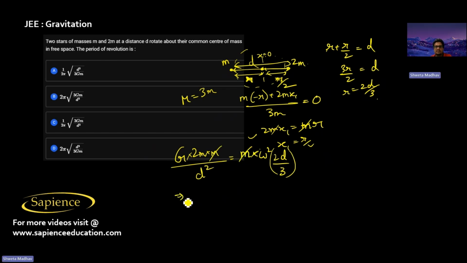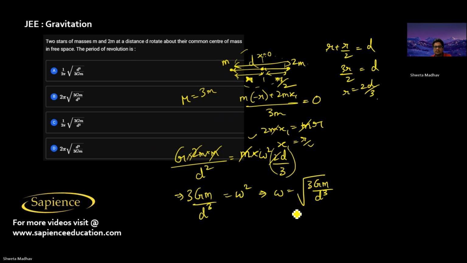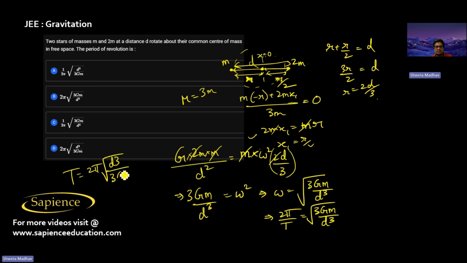So m will get cancelled and 2 and 2 also will get cancelled. So it means Gm by d square, Gm by d cube into 3, that is equal to omega square. So omega will be equal to root over 3Gm by d cube. It means that 2π by T is root over 3Gm by d cube. So the time period will be equal to 2π into root over d cube by 3Gm. So option D is the correct answer.